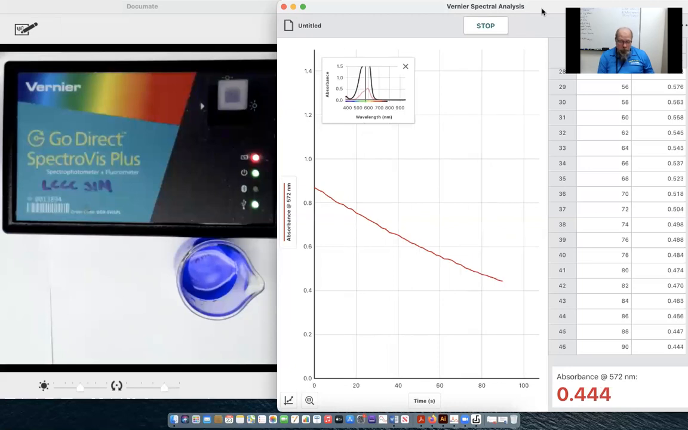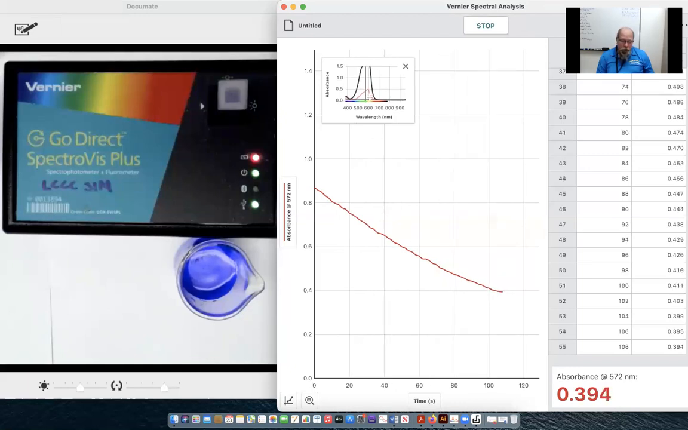Now, initially, it looks fairly linear. It's tough to say because we have a relatively small sample set so far. I can zoom in on this if I want to. If I double click somewhere on the graph, it will expand that data. And you can see up here where we started at to where we are now, this little curve down the bottom compared to the original curve, we're under 0.4 absorbance at this point.